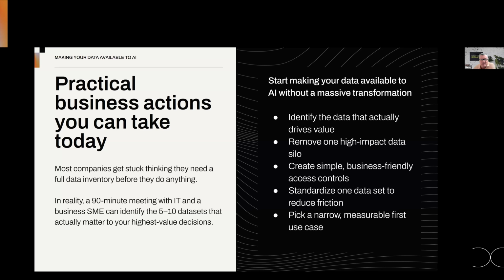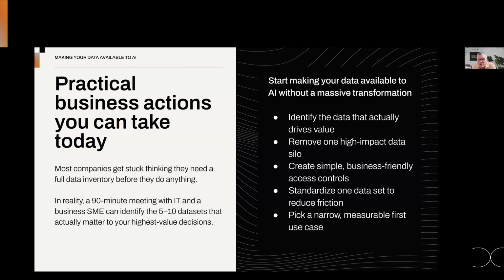And then we talked about security. Again, I don't think we have to reinvent a complete security model, but come up with some really simple business-friendly access controls that can be easily implemented and will help you reduce friction by getting people access without being overly cumbersome.